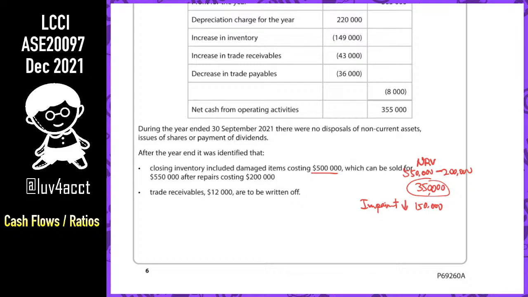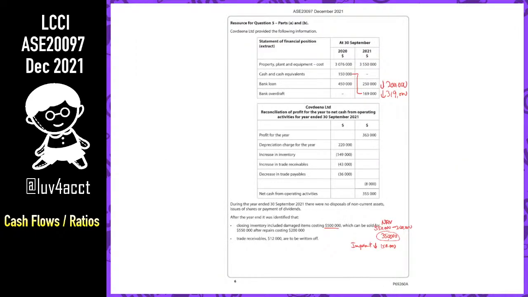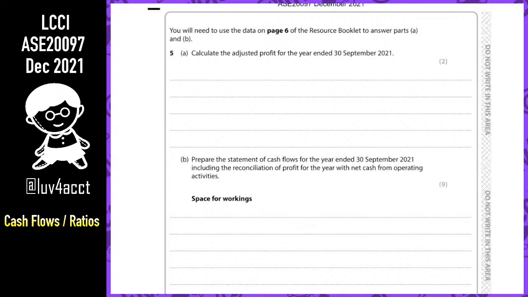Trade receivables, 12,000 to be written off. Okay, 12,000, 150,000. So first thing, adjusted profit. Originally the profit is 363,000. So when we have an impairment of 150 and irrecoverable debt of 12,000, the adjusted profit 363 minus 150 minus 12, so we have 201,000.